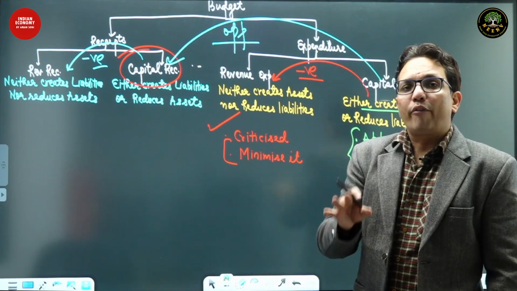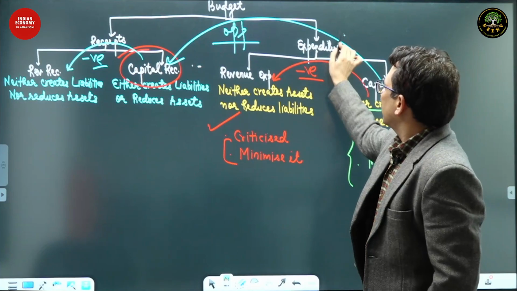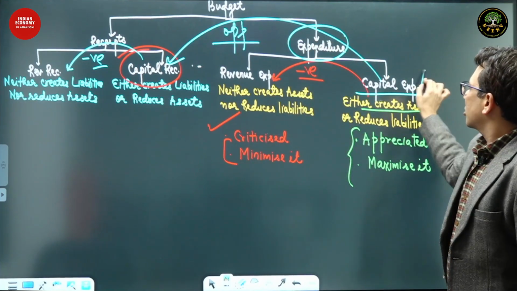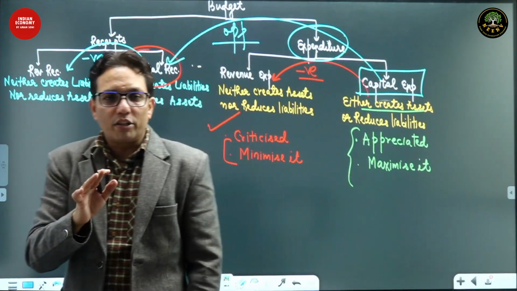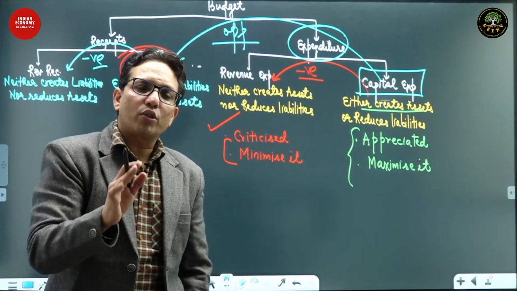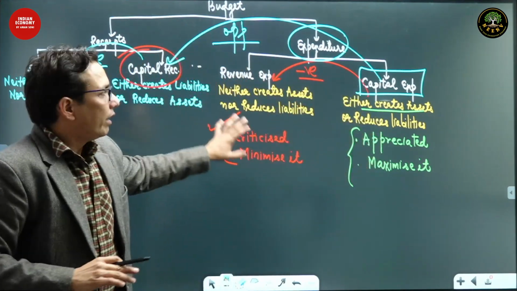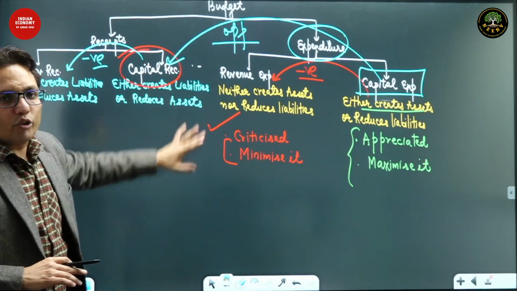So if you have to memorize this diagram, you would always start with expenditure on the right side, and in the expenditure you start with capital expenditure on the rightmost side, and then you know what capital expenditure is. It either creates assets or reduces liabilities. And then using this definition you can derive everything. Negative is revenue expenditure, opposite is capital receipts, and that's how you derive everything.